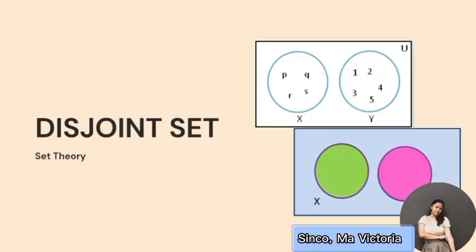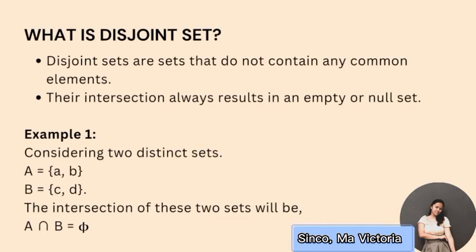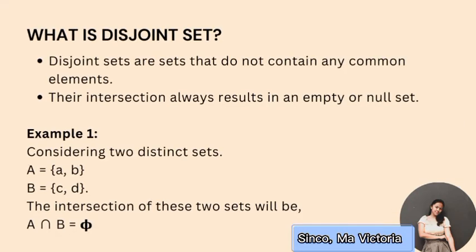Next is disjoint set. So, what is a disjoint set? Disjoint sets are sets that do not contain any common elements, and their intersection always results in an empty or a null set. For example, considering two distinct sets, set A equals {A, B} and set B equals {C, D}. It is quite obvious from observing these sets that they have no common elements between them.